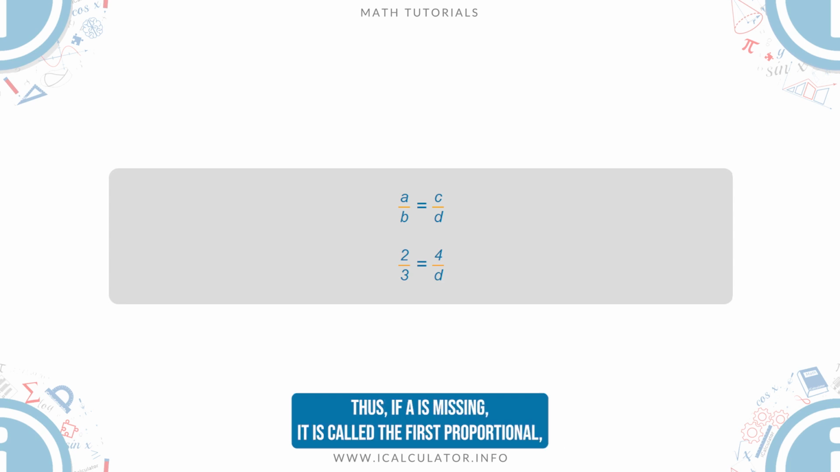Thus, if a is missing, it is called the first proportional. When b is missing, we say it is the second proportional, and so on.